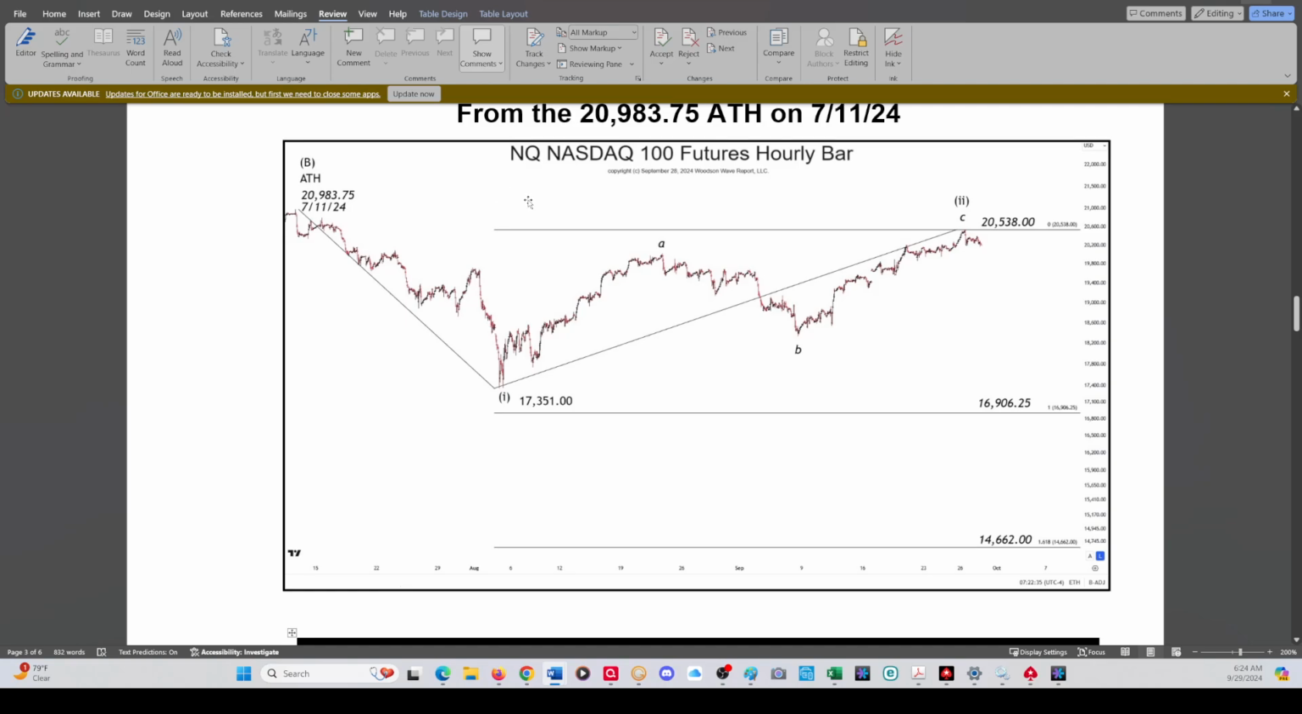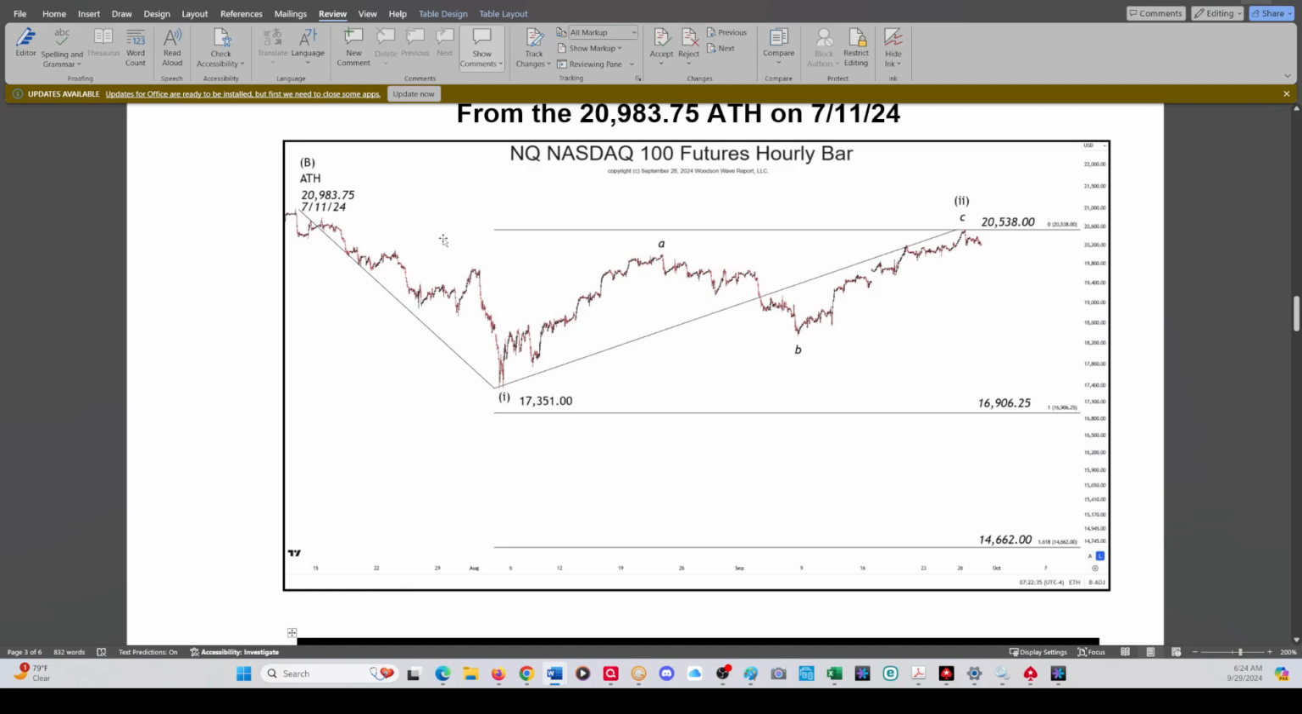Unlike the Dow and the S&P, the NASDAQ and its futures have not surpassed the July high. You can see the July 11th high back here. We just got that labeled as the B wave high. We have a 1 down, an A up, B down, C up for a wave 2. There's the wave 3 targets. Where is this wrong?